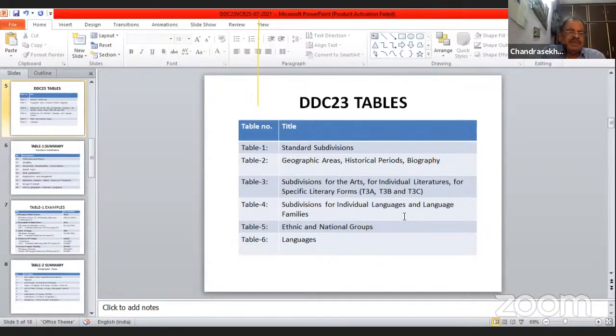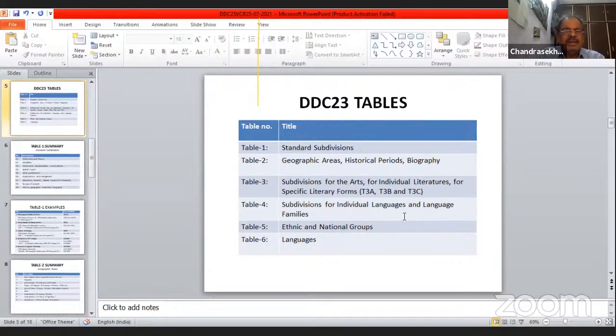There are 3 more sub tables under table 3: 3A, 3B, 3C, like that. So now you understand the subdivisions of the individual literature, as I told you yesterday and today also. We use 1 for poetry, 2 for drama, and 3 for fiction or novels. All these divisions are already included in table 3A and 3B.